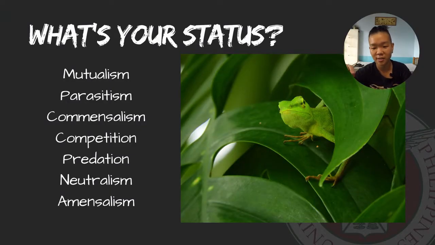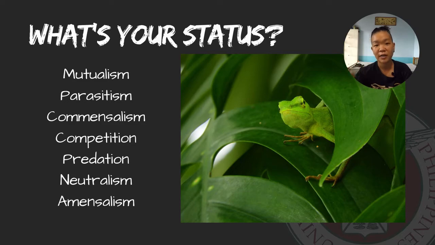So this is a green, I forgot the common name. How dare you! It is on a philodendron leaf. This philodendron is a crawling plant. It crawls along the trunks of trees, and this lizard is on that leaf. So what relationship do you think these guys have?